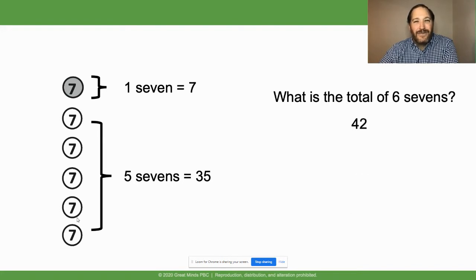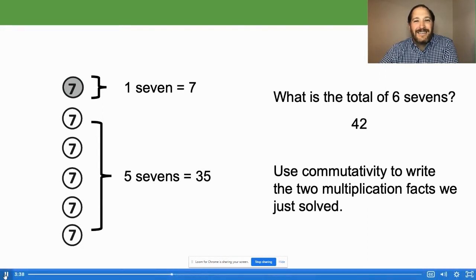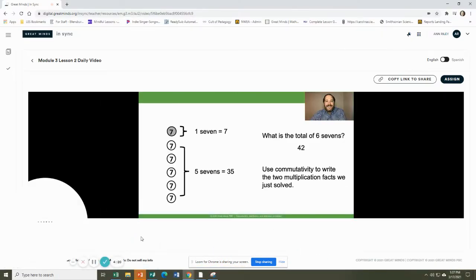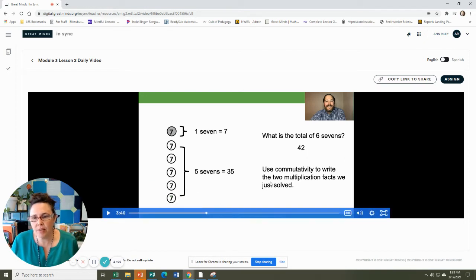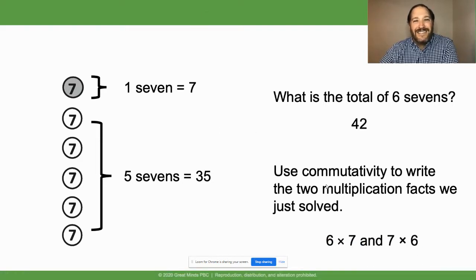That's right, 42. Now on your personal whiteboard, I want you to use commutativity to write the 2 multiplication facts that we just solved. All right, so get your whiteboard out and do this activity. And then hit play when you're ready to go. You should have written 6 times 7 and 7 times 6.